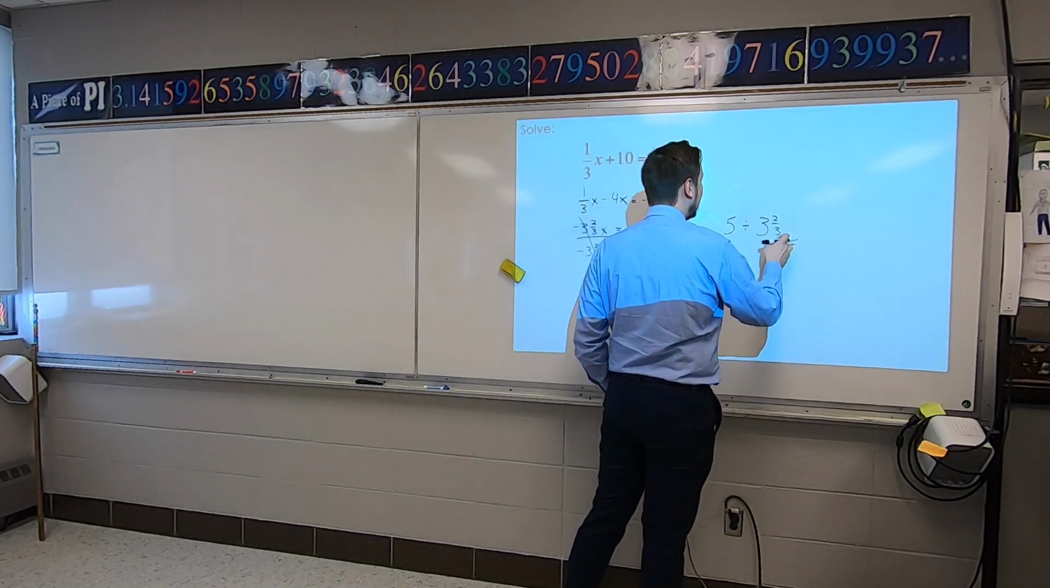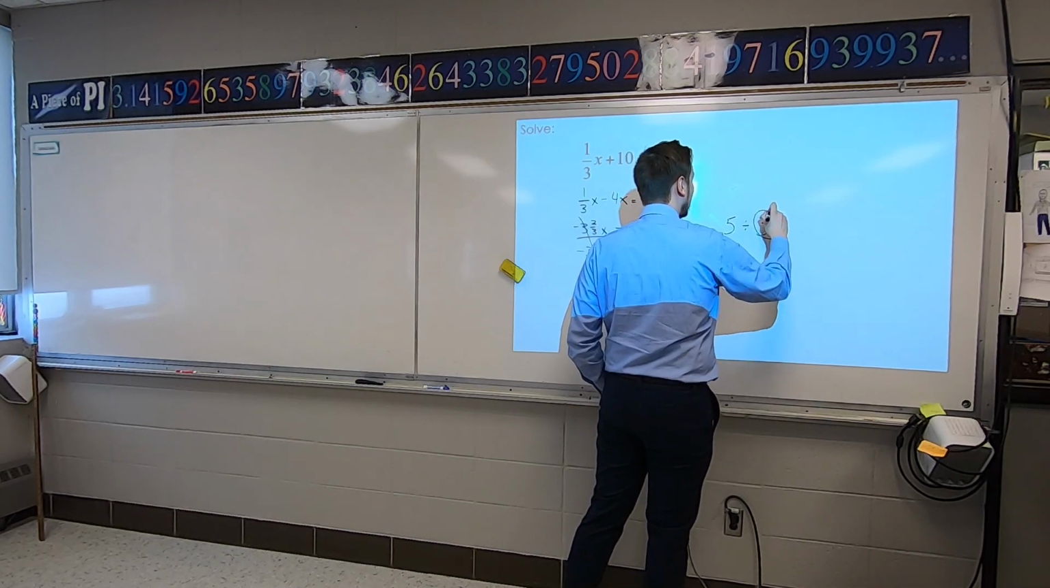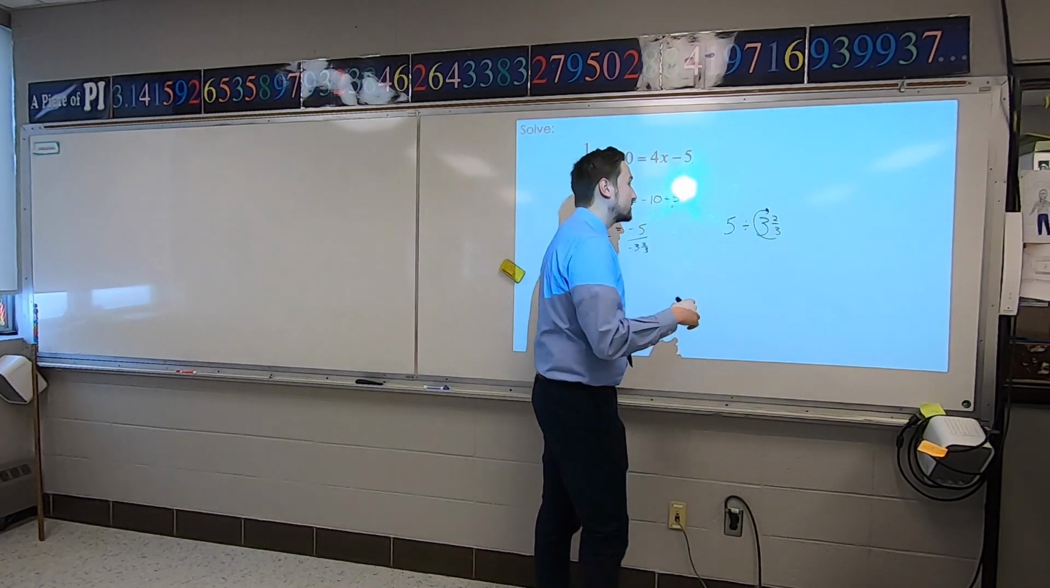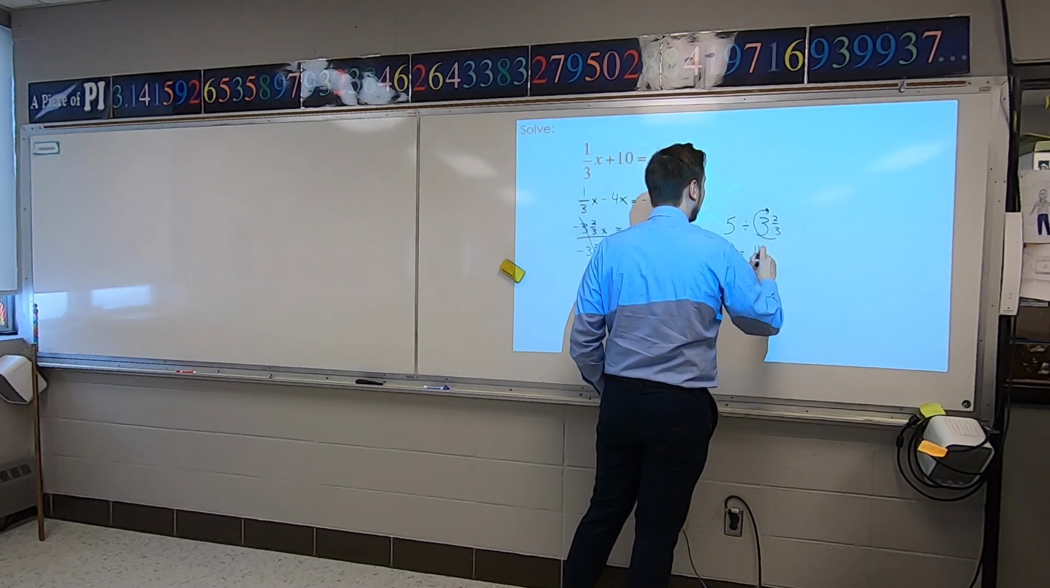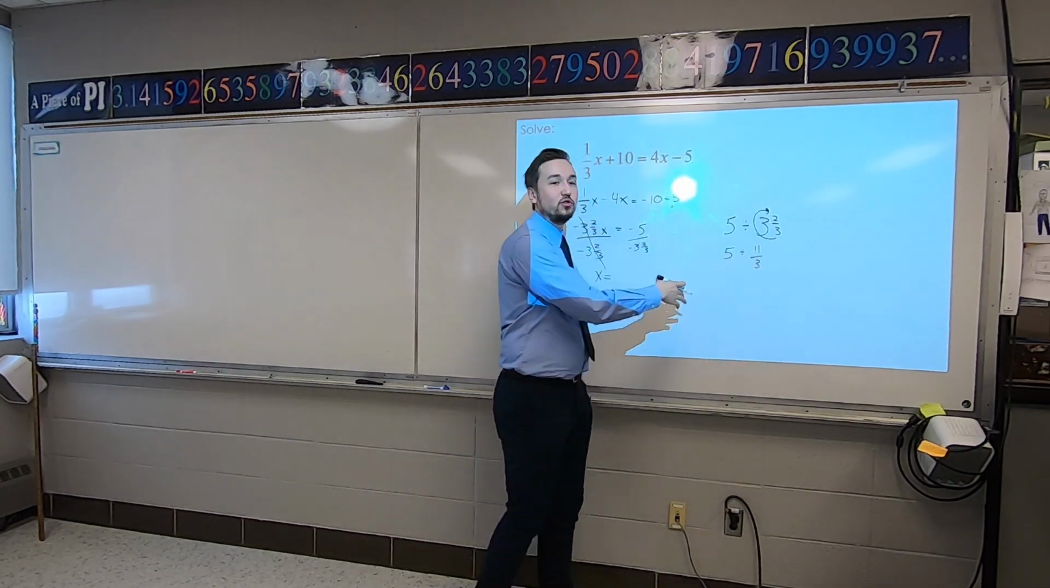3 times 3 plus 2. Yep, 3 times 3 plus 2 is going to give us 11. So we have 5 divided by 11/3. And now how do we do that right there?